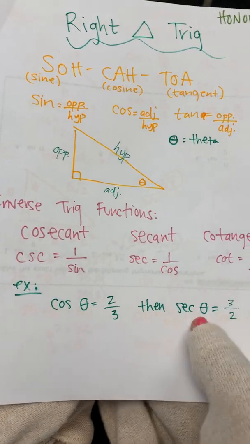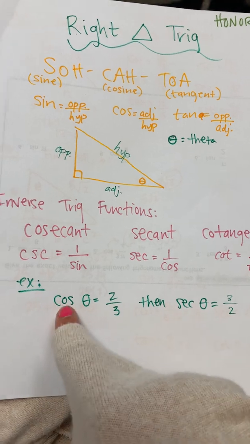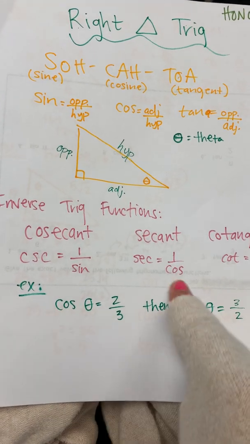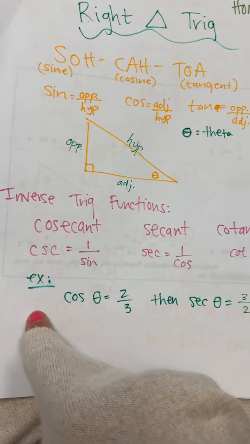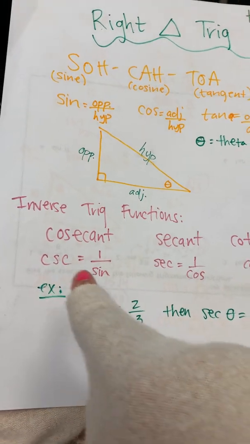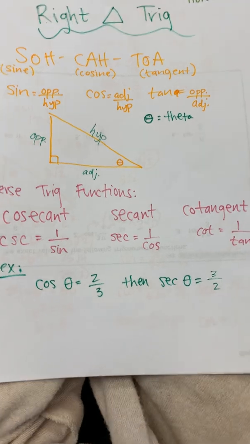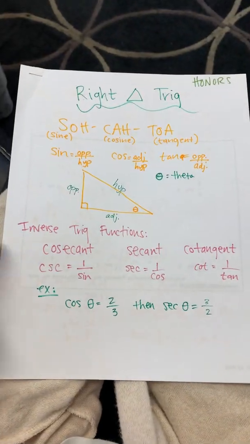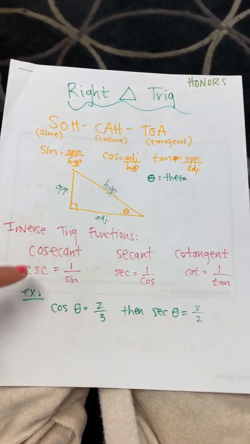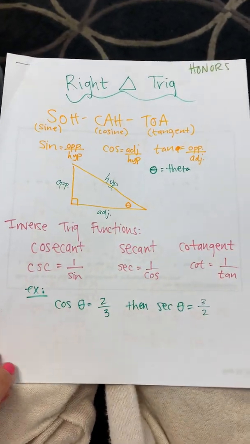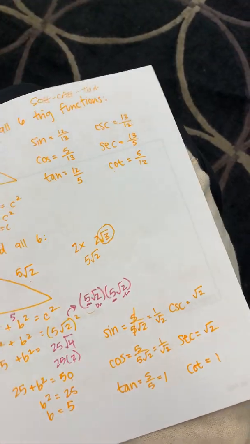that secant is a flip of the cosine, cosecant is a flip of the sine, and cotangent is a flip of the tangent. All right? So those are the 6 trig functions you'll ever have to know: sine, cosine, tangent, cosecant, secant, and cotangent. Those are the 6, as you learn later in trig.